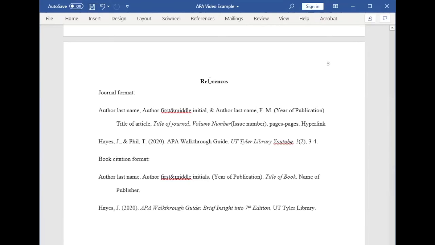Moving on to the reference page. As with the title page, you'll need to include the word references in the title. Make sure that it's bolded. And here we have a couple examples of different citation sources and the formatting for them.